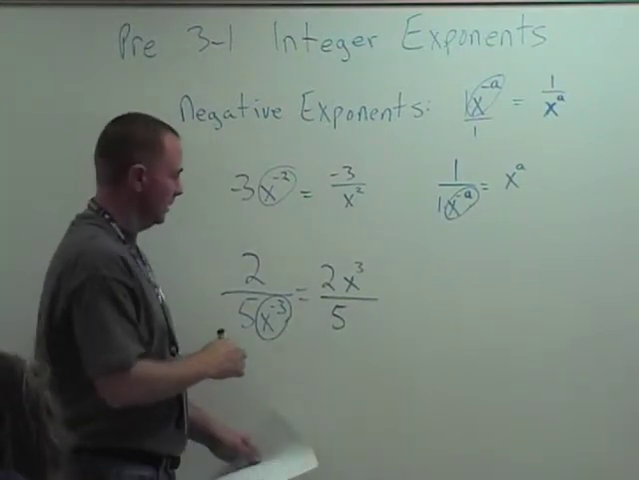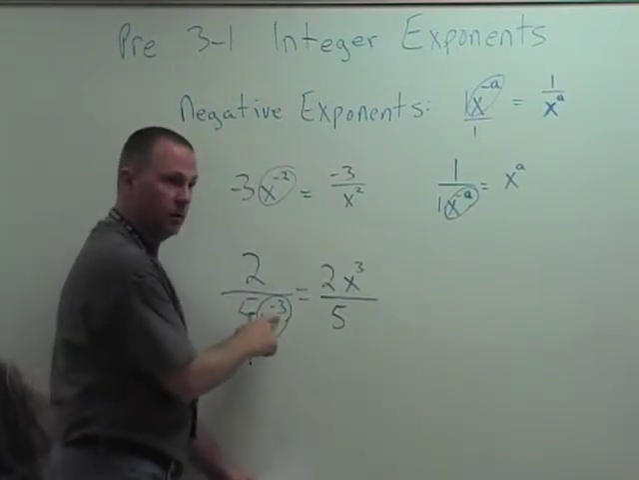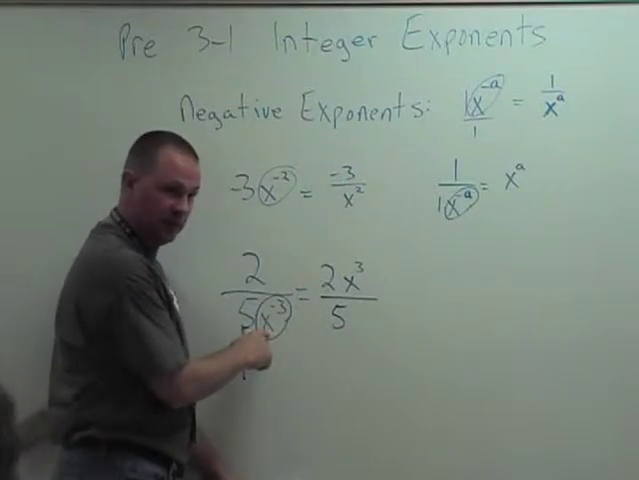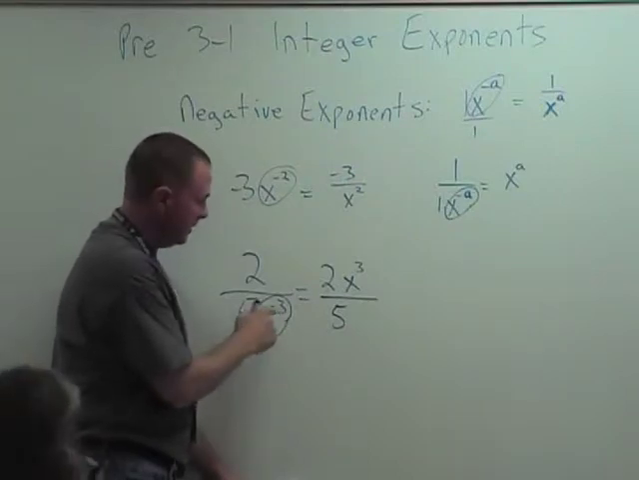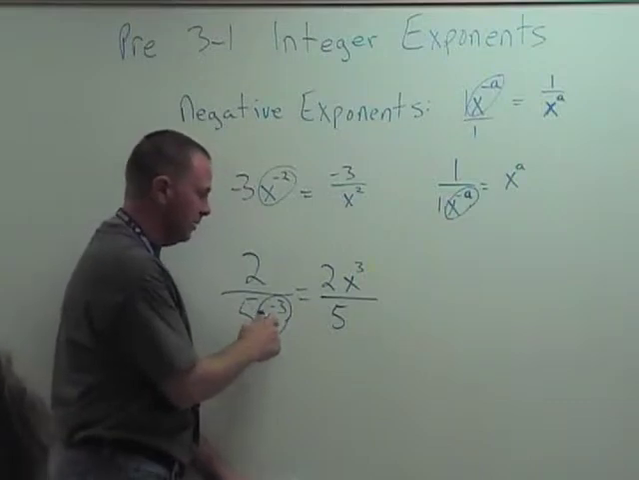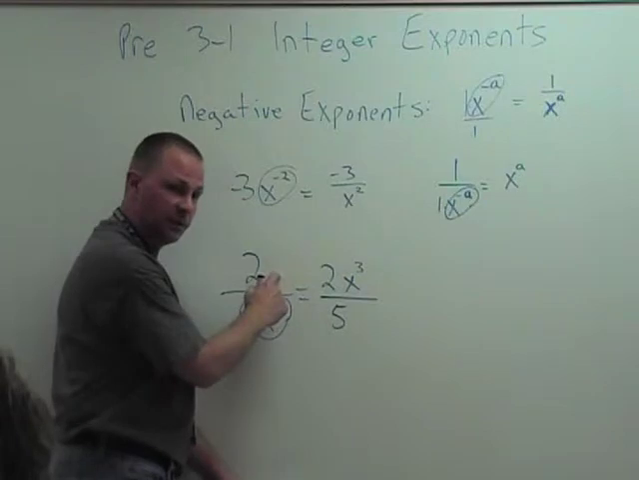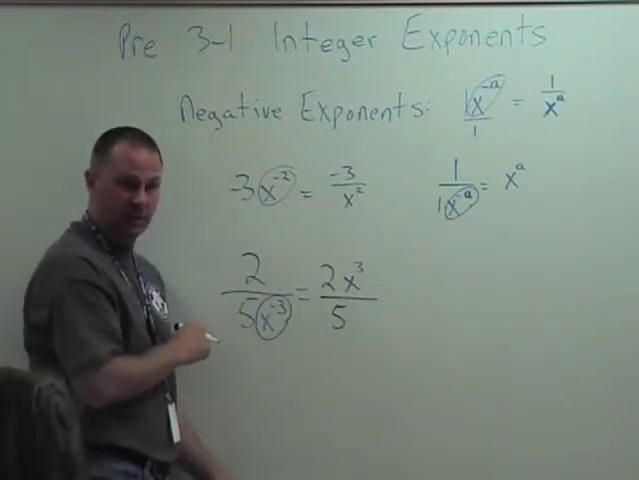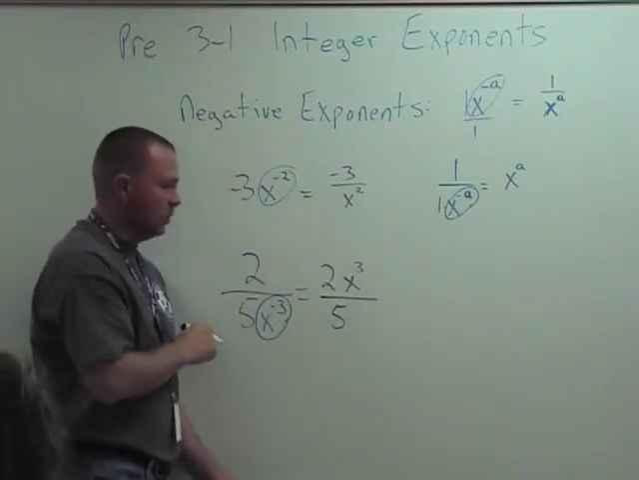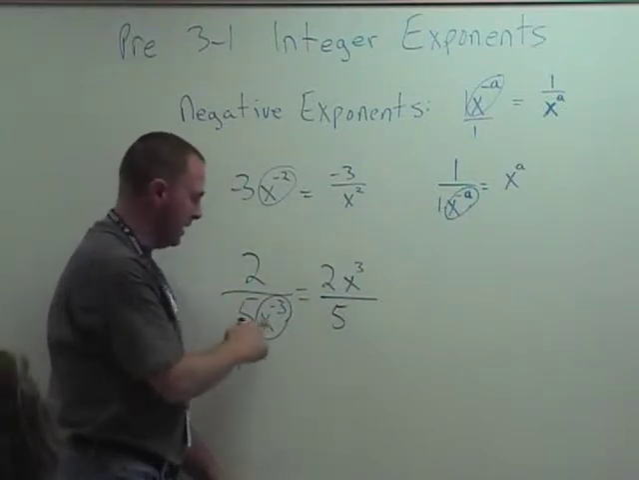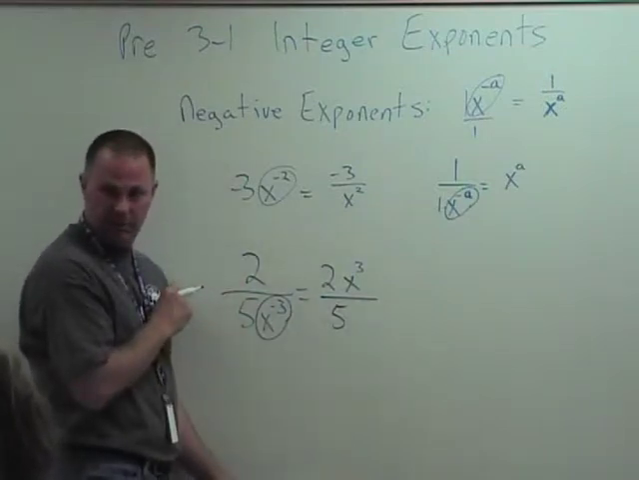Wait, what? This is a negative exponent, right? Yeah. It's attached to this x. To make it positive, I've got to move it from either the bottom to the top or top to the bottom. Since it's in the bottom, I'll move it to the top. That makes it change its sign. But you don't move the 5 with it? No, you do not move the coefficients. So only the base and the exponent get moved.